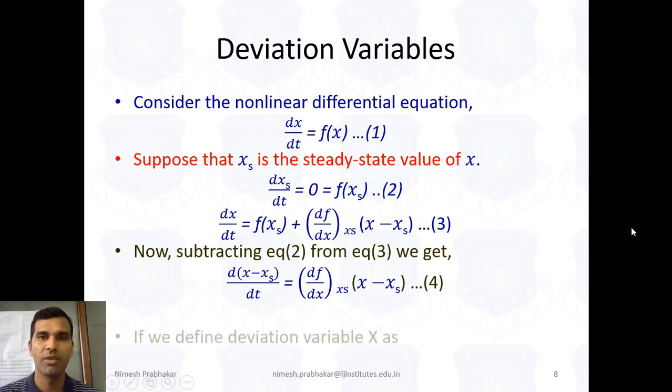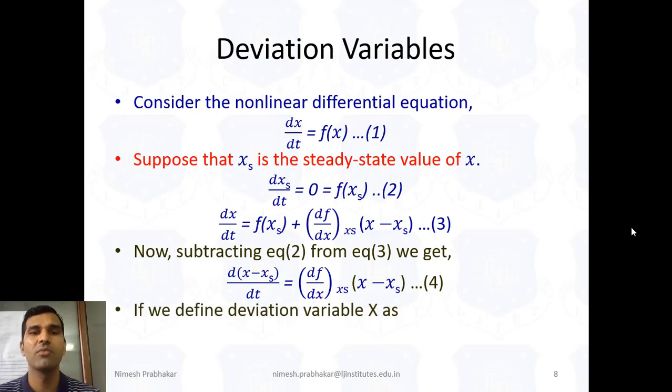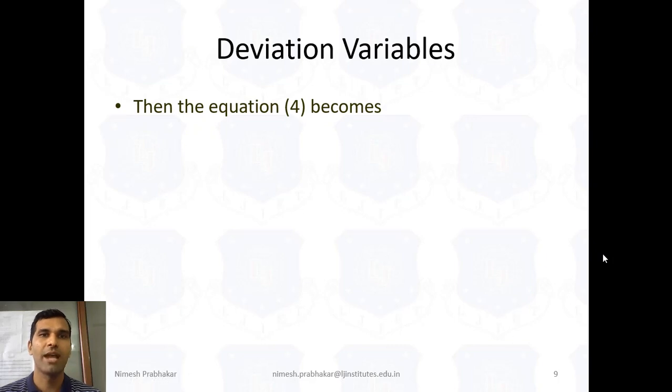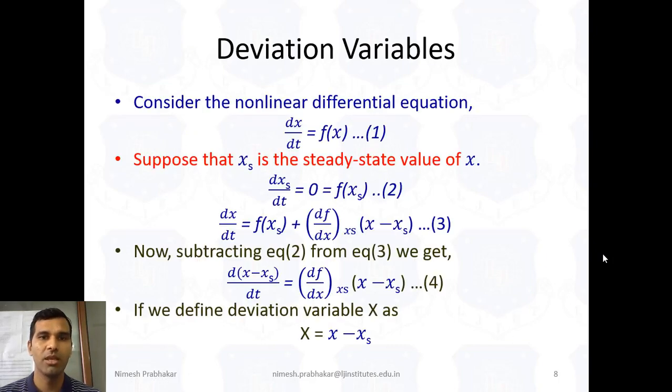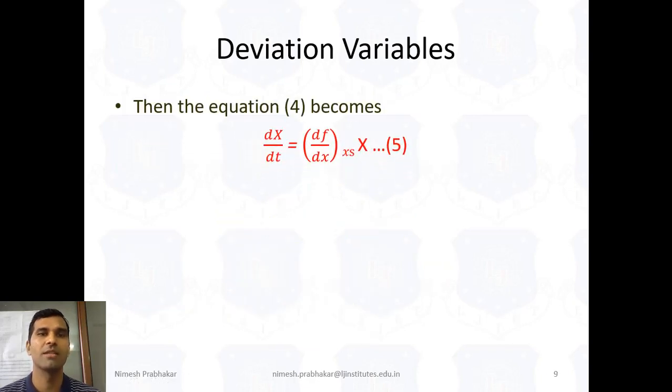Now we define the deviation variable X as X = x - xs. We represent this term as the capital X, equal to x - xs. Then equation number 4 becomes, where we simply put the value of X instead of x - xs, dX/dt = (df/dx at xs) X.